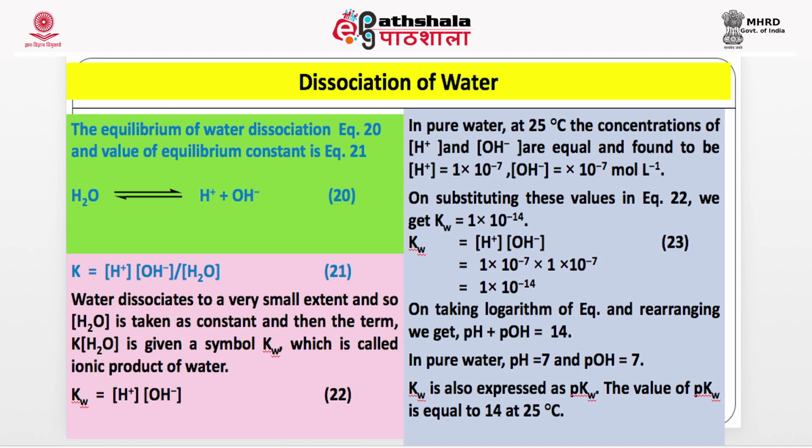If we take log of this, we will get log Kw equal to log [H+] plus log [OH-]. And if we put here Kw equal to 10 to the power minus 14, this will be minus 14 equal to log [H+] plus log [OH-]. Minus 14 equal to minus log [H+] minus log [OH-]. Writing minus log [H+] equal to pH and minus log [OH-] equal to pOH, it becomes pH plus pOH equal to 14. In pure water, they are equal to this.